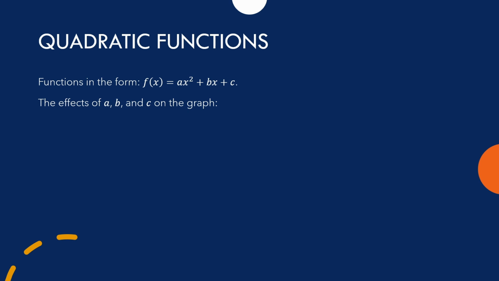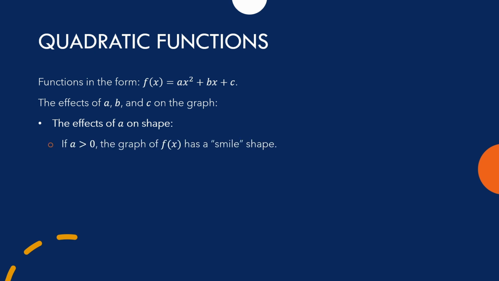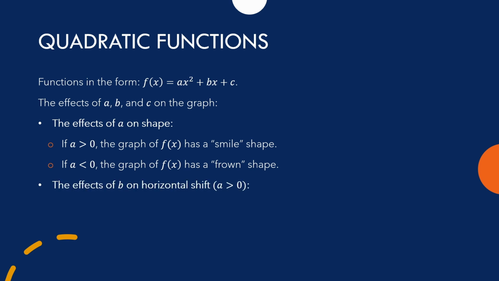a, b, and c. x is a variable and not a constant, and hence we don't need to worry about that as of yet. The effects of a on the shape, that is, a affects the shape of the graph. If a is greater than 0, then the graph of f of x has a smile shape or concave up, and inversely, if a is less than 0, the graph of f of x has a frown shape or concave down.